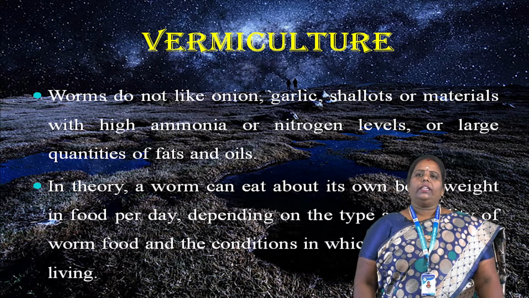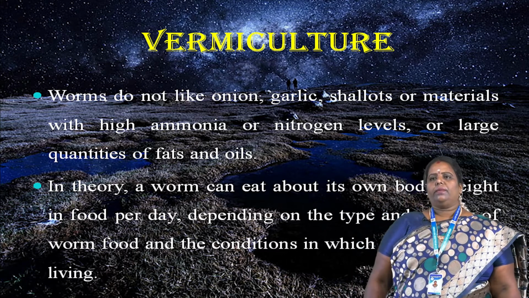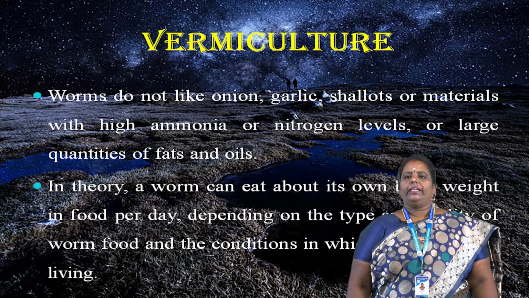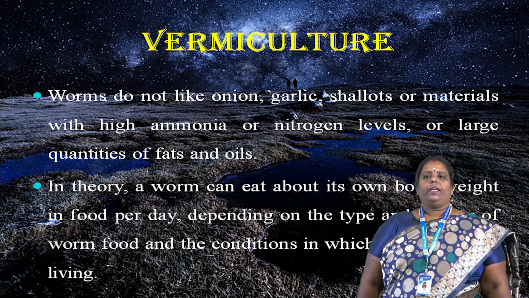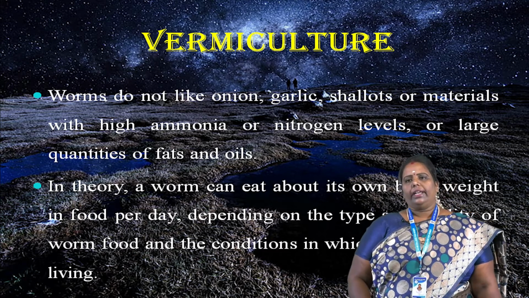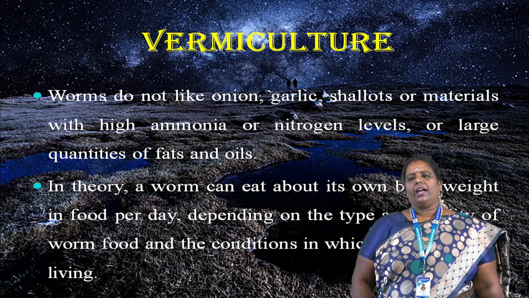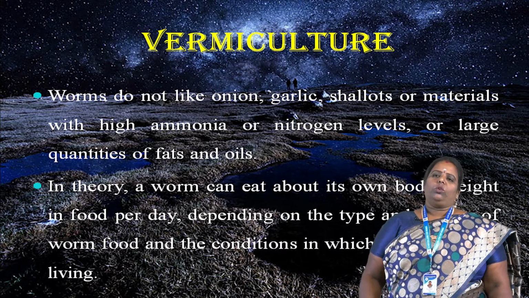In case we do not give quality food material, like high-ammonia or nitrogen material, which they do not want, we cannot expect good manure from the animals. So it is very important to give suitable food materials to the animals, and then we can expect suitable manure in that particular place.